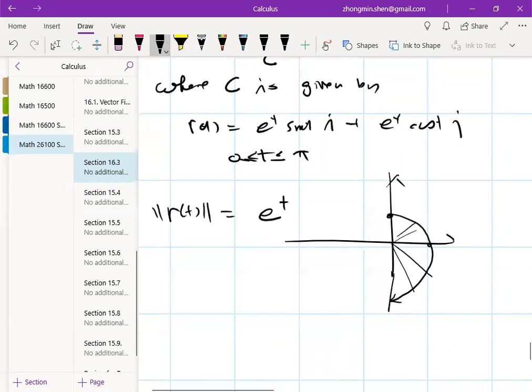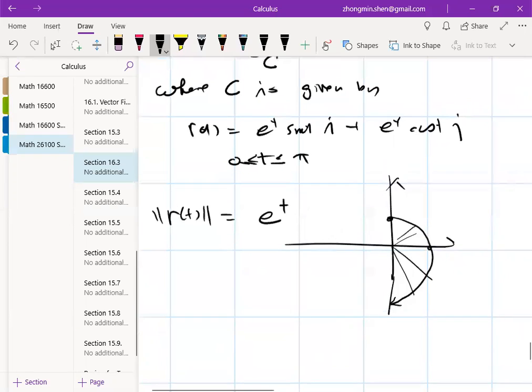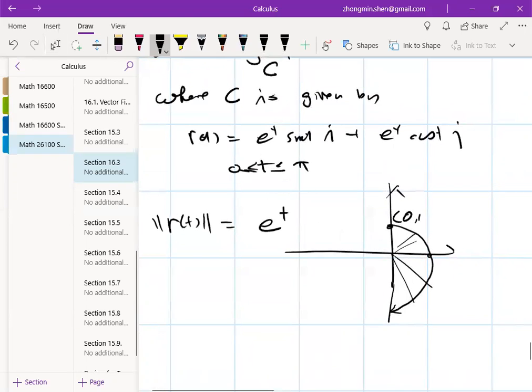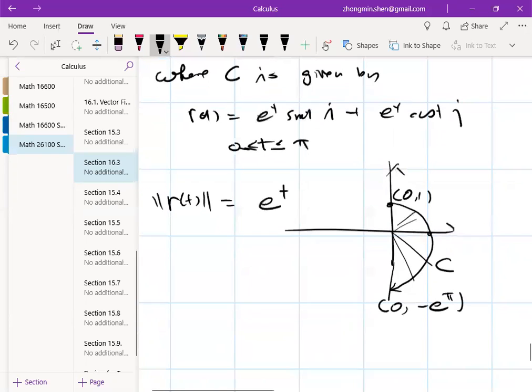The length is going to be e to the t. So when t is getting larger and larger, then the length is getting larger and larger. So the question, how do you evaluate this? This is the point 0, 1. And this is the point when t equals pi, y is also 0, but the cosine of pi is negative, so x is negative e to the pi. So this is C.